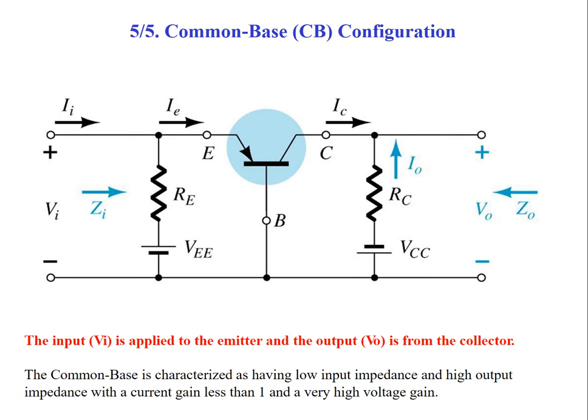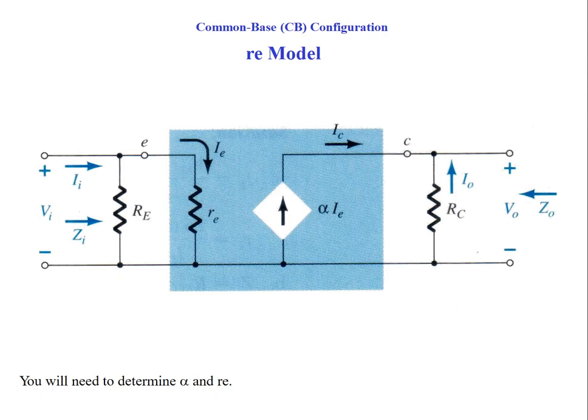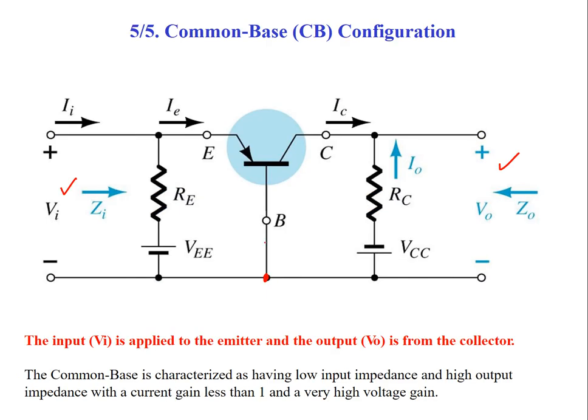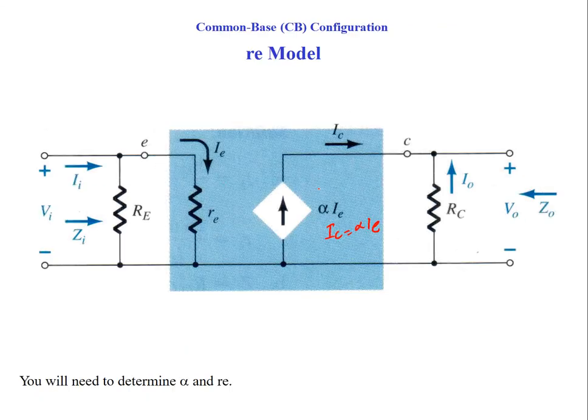Common base configuration. Here, if you see, your base is common. You are supplying input at the emitter and measuring the output at the collector side. If you make the RE model for this case, it will look like this one. Here we are using IC equals alpha times IE, because there is no base current in the common base. We are using IE and IC, so we use this model, just replacing this one.